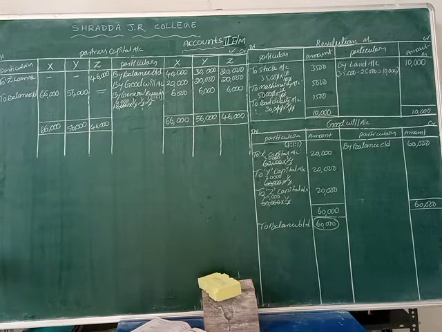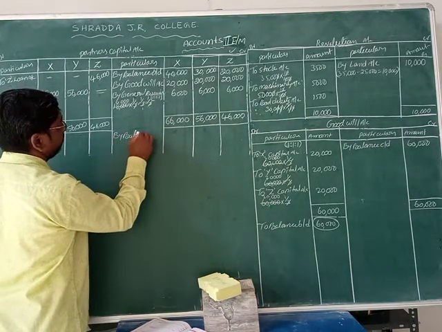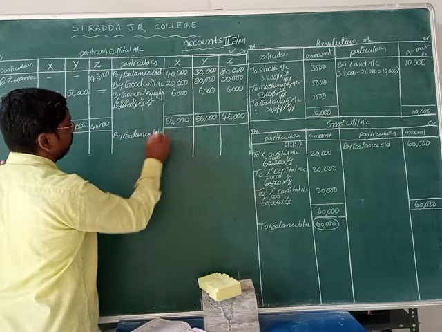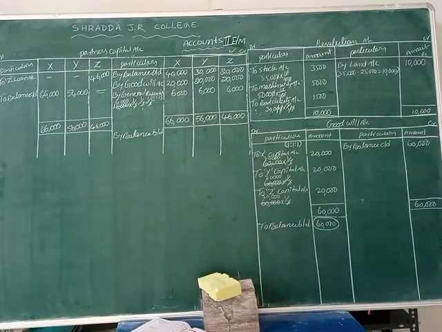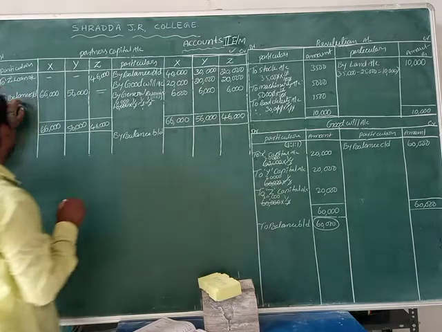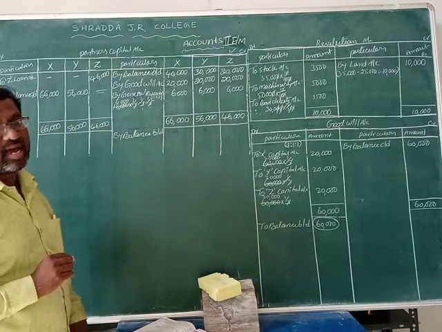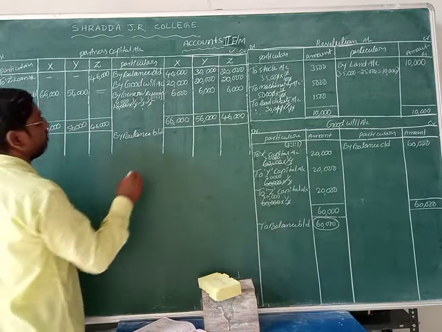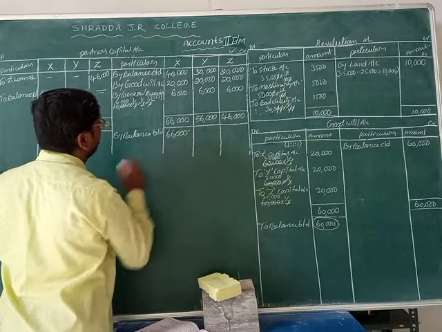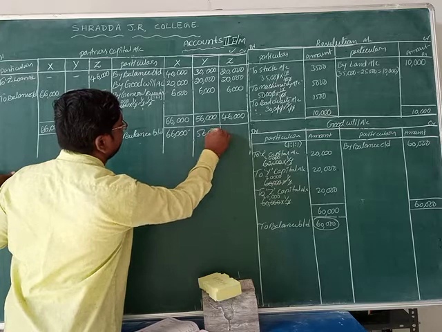Now what can we write here, students? By balance brought down. What can we write here? Balance brought down. So what is the amount, students? What is the balance carried amount? That amount we can write as balance brought down. So what is the carried amount of X? 66,000. That is the brought down amount. Now Y has 56,000. That is also a brought down amount.